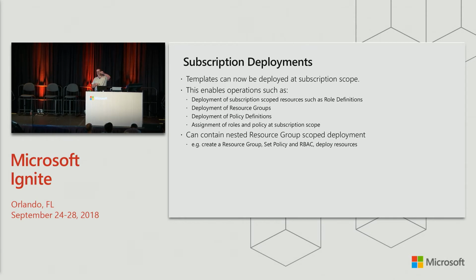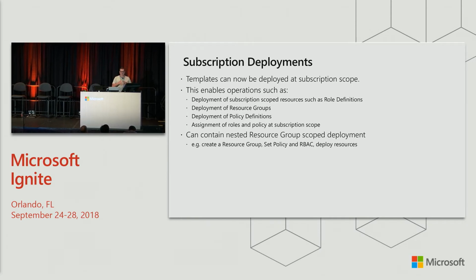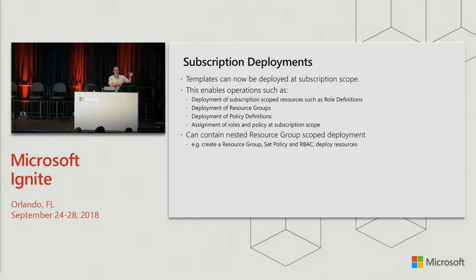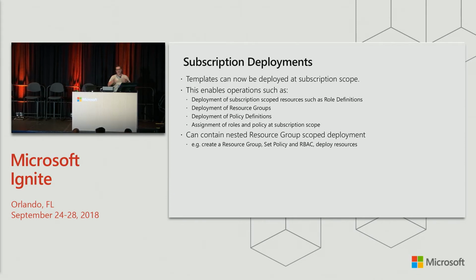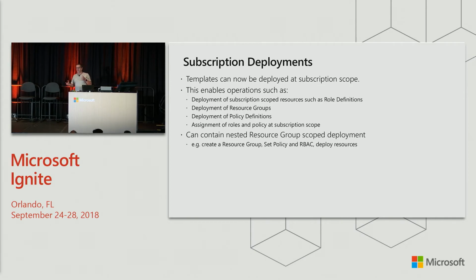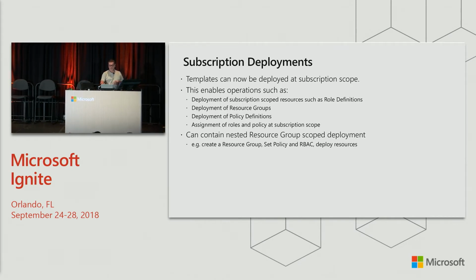And that enables you to then build a scenario that might have the creation of a resource group. Maybe you create some policy and assign some policy. Maybe you assign some RBAC to that resource group. And then finally, because you can nest deployments and you can nest a deployment to a resource group inside of a subscription scoped template, you can then do a deployment to that resource group. So a bunch of things that would traditionally require you to write quite a lot of imperative code can now be done through this mechanism.